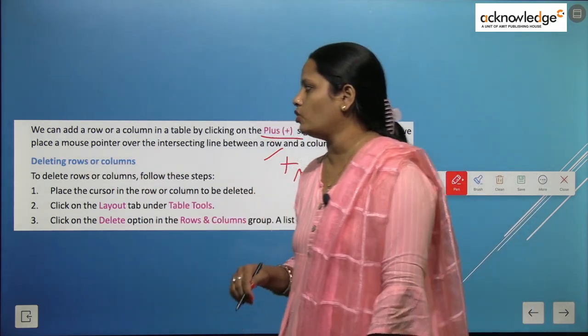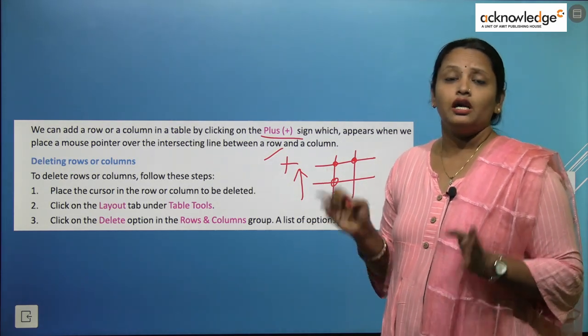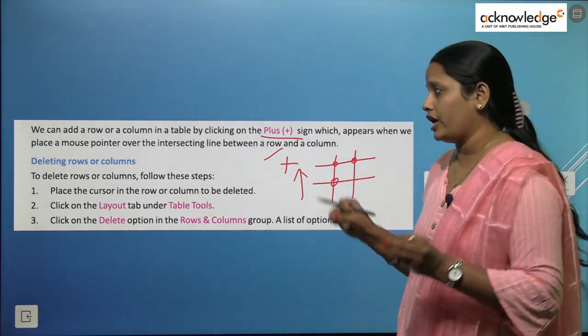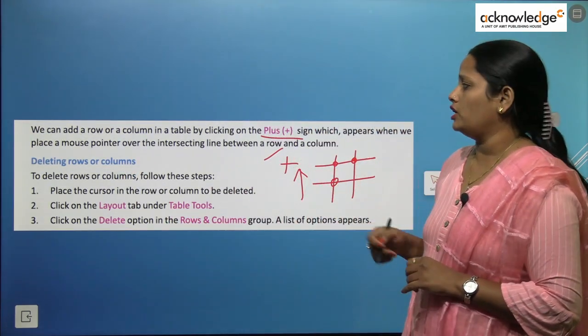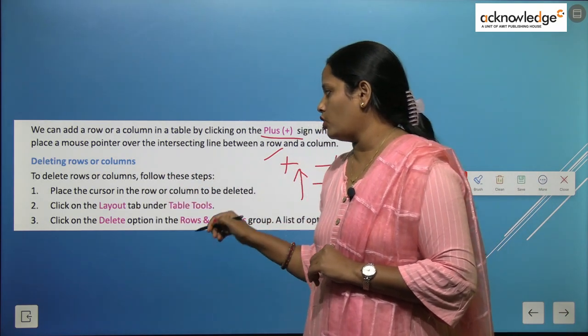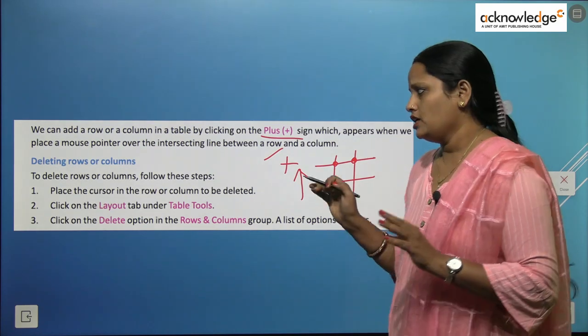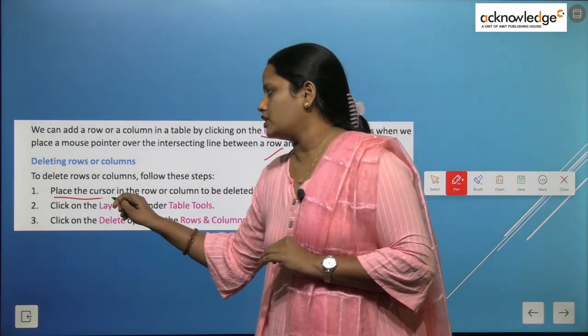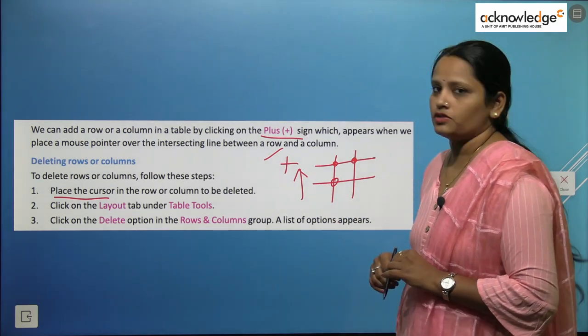Next is deleting rows or columns. We have learned how we can insert, but now we are going to learn how we can delete rows or columns. To delete rows or columns, follow these steps. Place the cursor in the row or column to be deleted. So whatever column or row I want to delete, we have to place the cursor there. Now click on the layout tab in the tables tool.